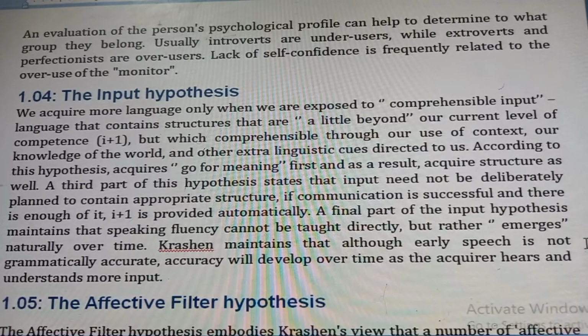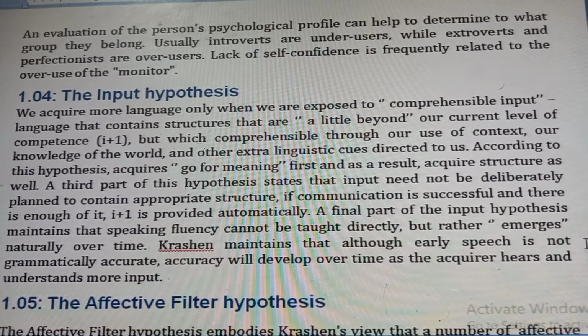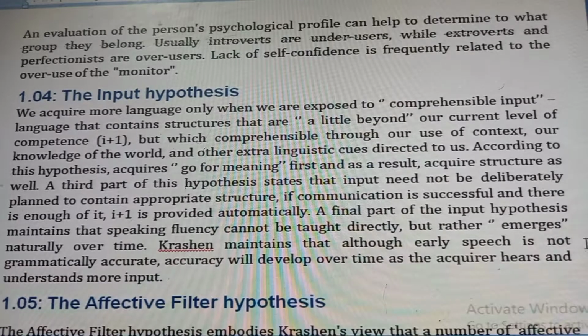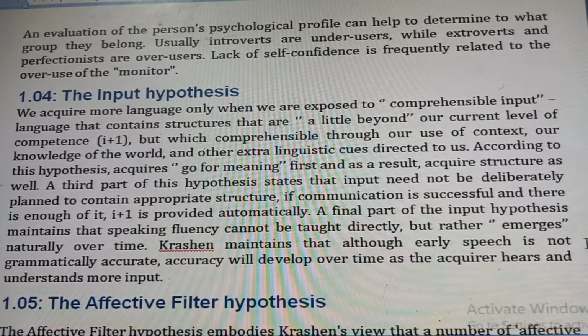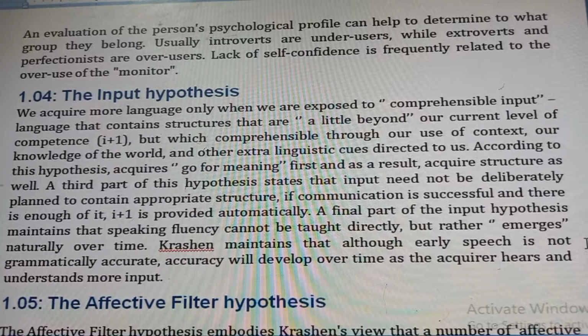According to the hypothesis, acquirers go for meaning first and as a result acquire structure as well. A third part of this hypothesis states that input need not be deliberately planned to contain appropriate structure. If communication is successful and there is enough of it, I+1 is provided automatically.